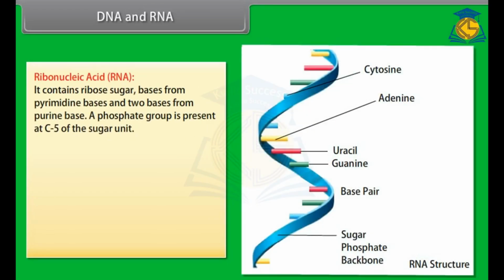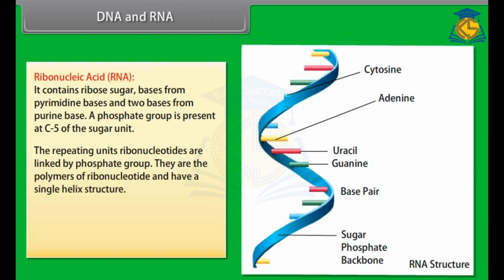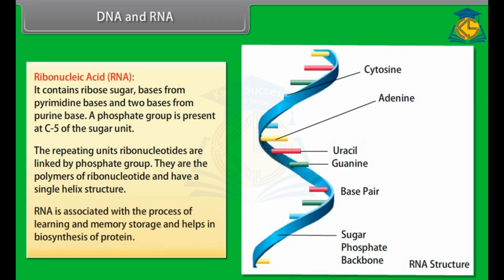Ribonucleic acid contains ribose sugar, two bases from pyrimidine bases and two bases from purine bases. A phosphate group is present at C5 of the sugar unit. The repeating units of ribonucleotides are linked by phosphate group. They are the polymers of ribonucleotides and have a single helix structure. RNA is associated with the process of learning and memory storage and helps in biosynthesis of protein. Biological functions of nucleic acid.